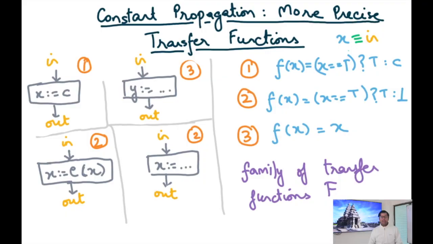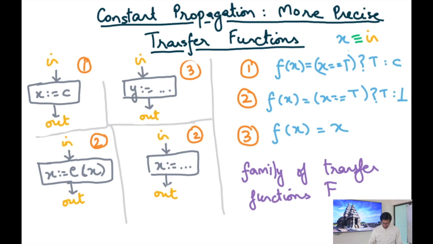We're going to continue our discussion on the family of transfer functions, and we're going to again take the example of constant propagation. Last time we looked at a family of transfer functions which had three functions, but let's say I was interested in making my transfer functions more precise.